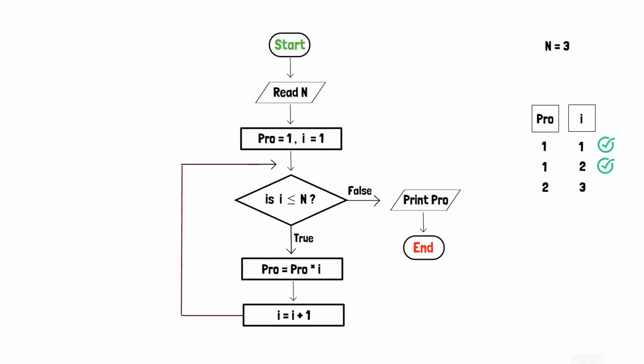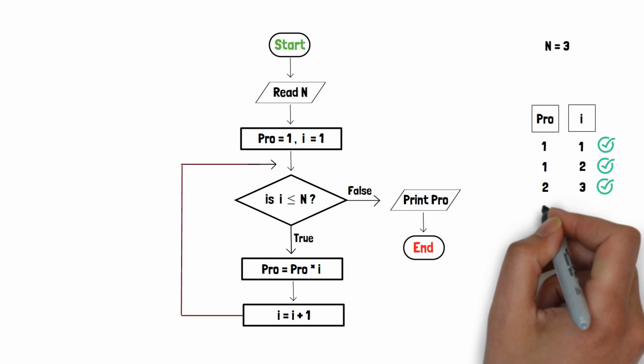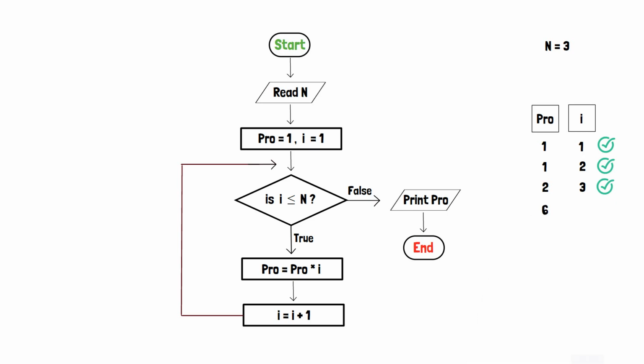Again, as I is equal to 3 and 3 is less than or equal to 3, the condition in the decision box is true. As a result, pro becomes 2 multiplied by 3, that is 6, and I is incremented to 4.